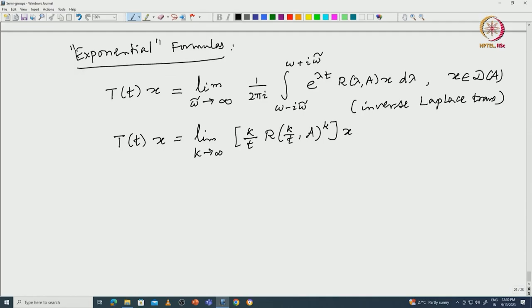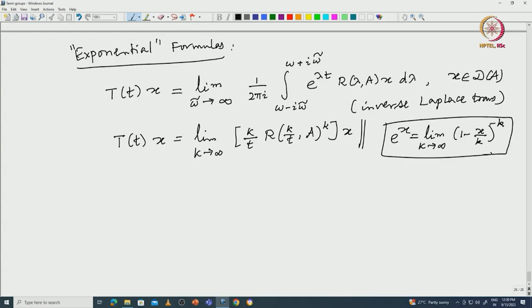Okay, so this formula is inspired by the scalar functions, for which we have e to the x is the limit as k to infinity of (1 minus x by k) to the power minus k. So, this is for scalar functions, and since T(t) is almost like an exponential, one proves that this limit exists with appropriate bounds. So, it is quite technical. This is how we prove the existence of the semigroup given a densely defined operator A satisfying the resolvent estimates.